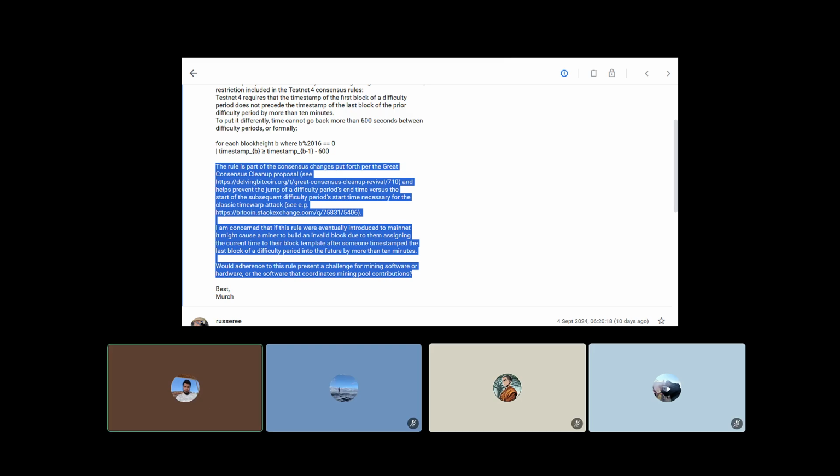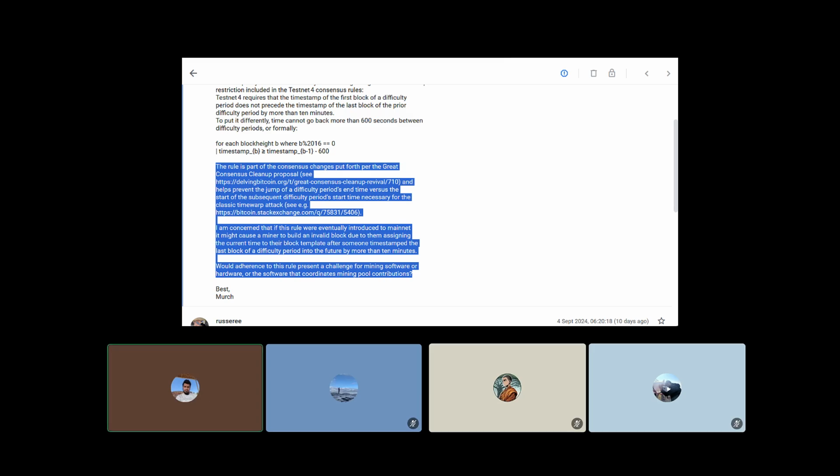Okay. So what if a miner mines a block and puts a timestamp which is 2 hours in the future? This is absolutely valid. We just now discussed and agreed that a timestamp which is up to 2 hours in the future is valid. So a miner mines the last block of a difficulty adjustment period, let's say block number 2016, and puts the timestamp of 2 hours in the future.